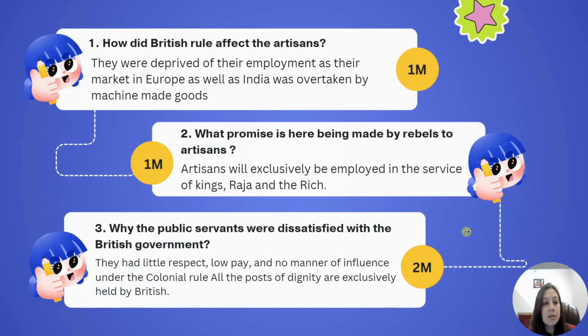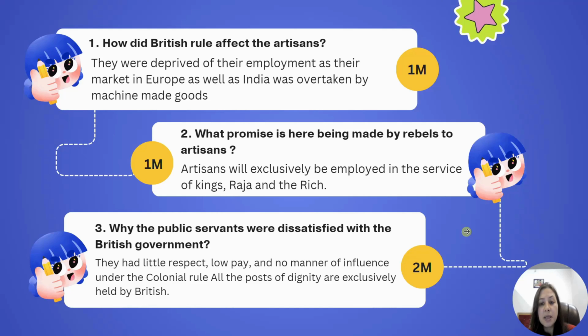Now let's come to the questions. How did British rule affect the artisans? They were deprived of employment as the market in Europe, as well as India, was overthrown by machine-made goods. Also, the Britishers were taking away all the raw material which was produced in the country.